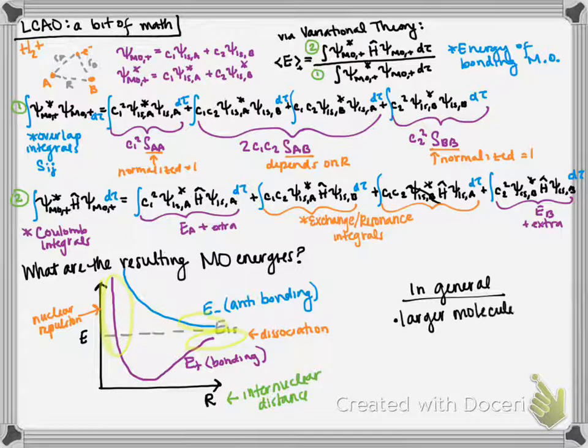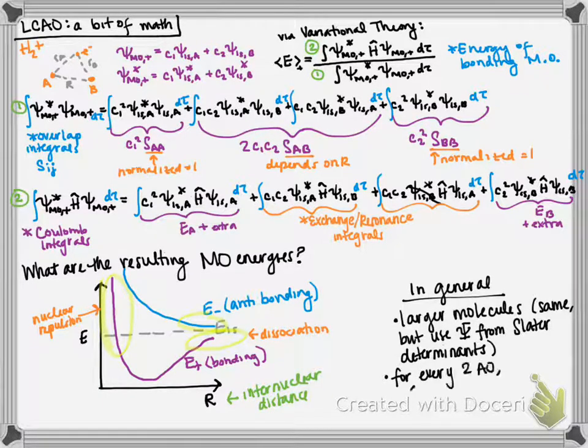So some general statements about linear combination of atomic orbitals. For larger molecules, you would basically do the same thing, but the wave functions that you're combining are going to be your capital Psi, your multi-electron atomic orbitals from your Slater determinant. So it's going to get out of control very quickly. And another thing to note is no matter what kind of wave function you're dealing with, for every two atomic orbitals that you combine, you'll produce one bonding molecular orbital and one anti-bonding molecular orbital.